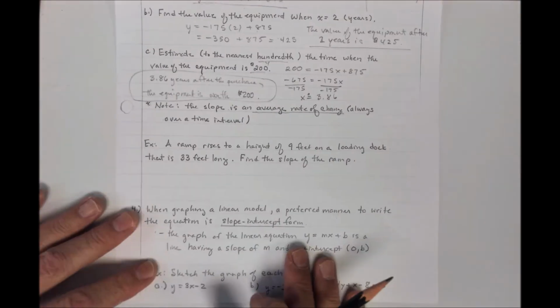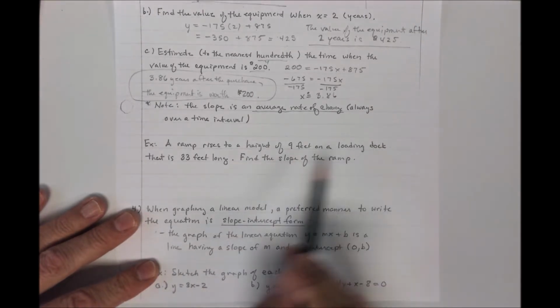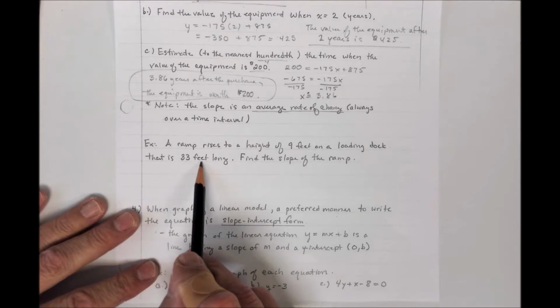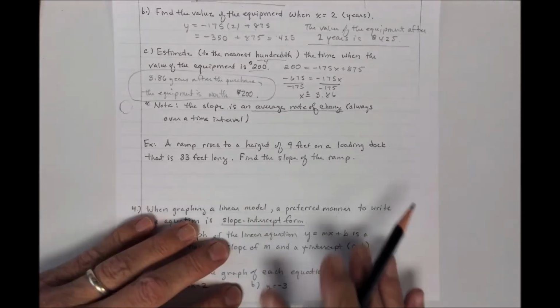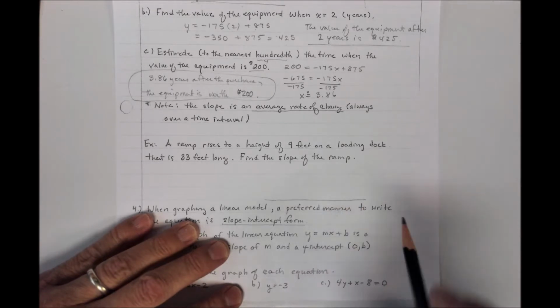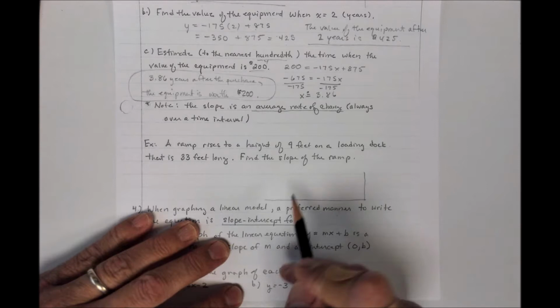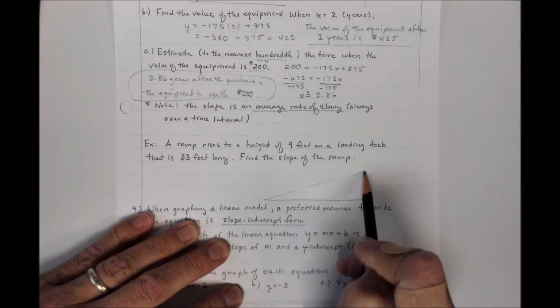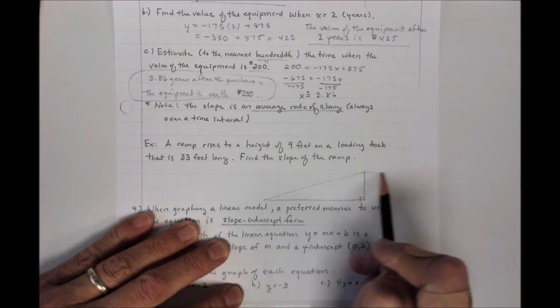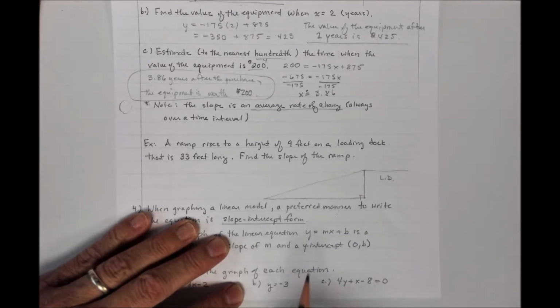A ramp rises to a height of 9 feet on a loading dock that is 33 feet long. Find the slope of the ramp. So here we go. So we have a ramp that goes to a loading dock. Here's the loading dock. And we have a height of 9 feet.